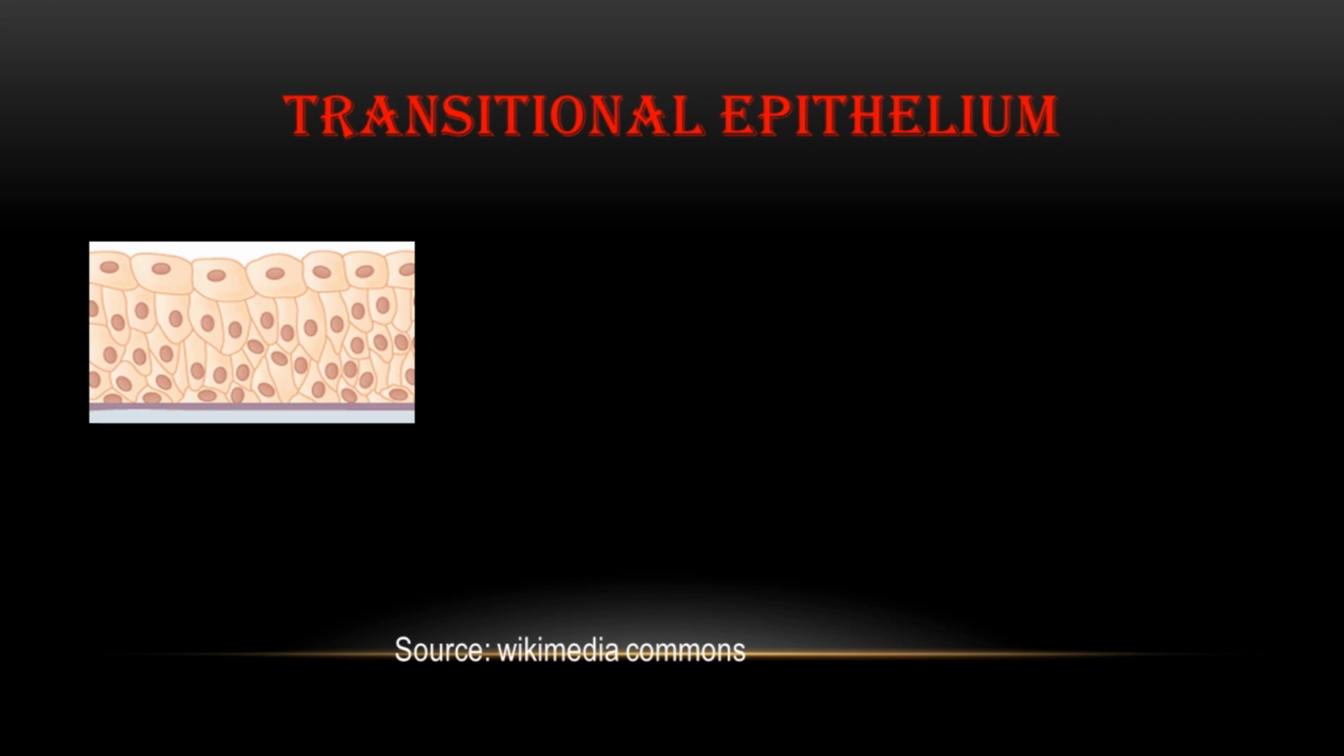The cells in the surface layer are umbrella or dome shaped. You can see in the upper layer the cells are dome shaped. And when a part of the urinary tract is filled with urine, it causes pressure on the walls and they are stretched. So the number of layers decreases to 2 to 3 layers from 4 to 5 layers.